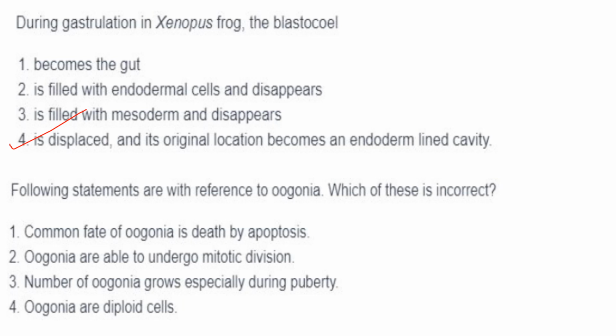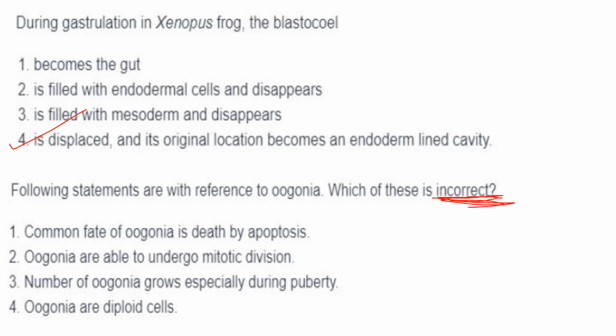Then next one. Following statements are with reference to oogonia. Which of these is correct? Common fate of oogonia is death by apoptosis. They have asked which of these is incorrect. They have not bolded the word incorrect, so you have to be careful while reading the question. Common fate of oogonia is death by apoptosis. Yes, oogonia that do not enter meiosis are removed by apoptosis.